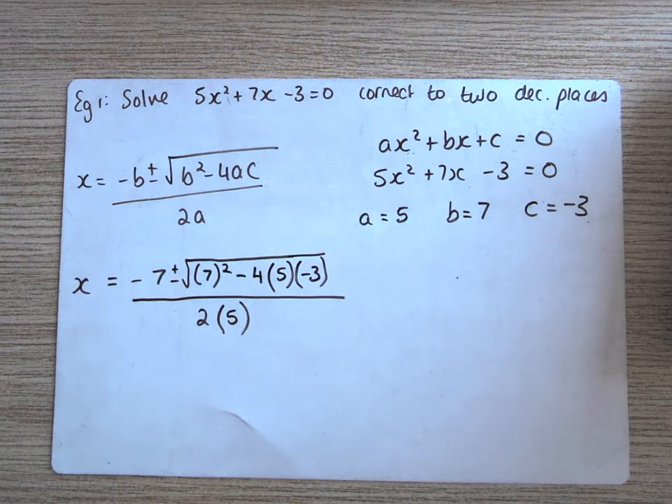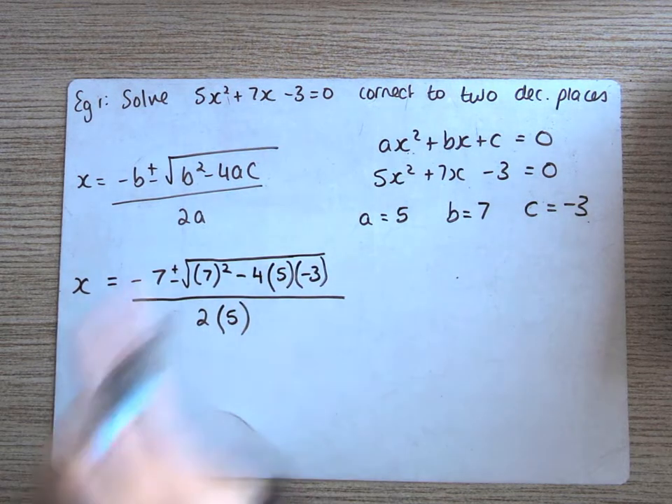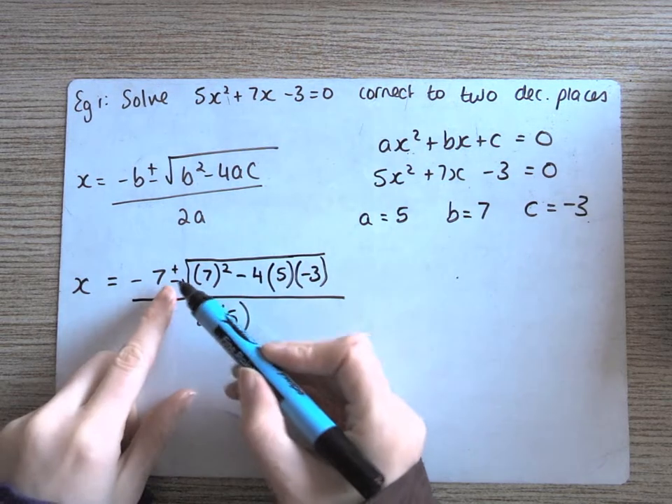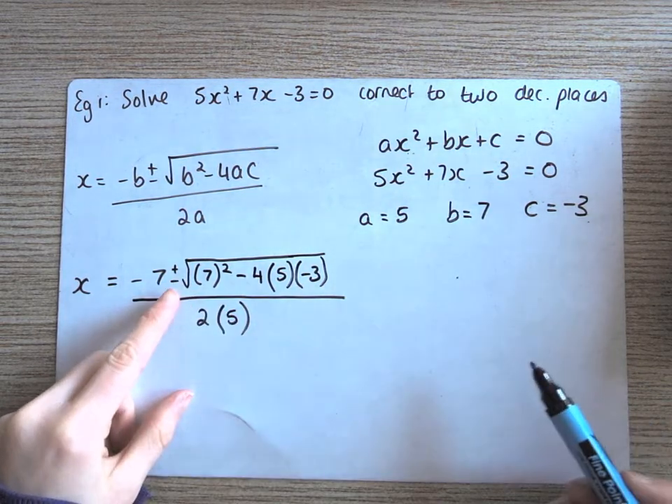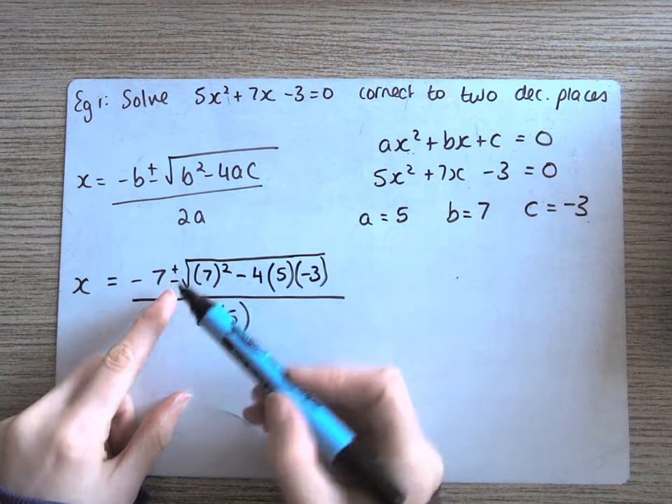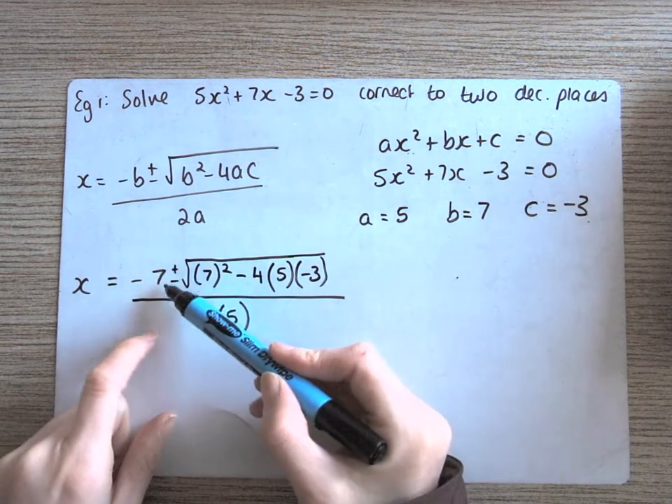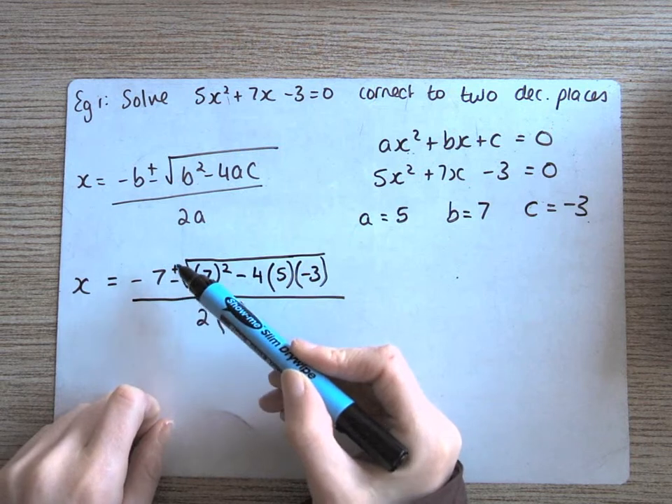Now, when we factorize and split our page, how many answers do we get? 2. But if I put this into the calculator, I'll only get 1. So what you're going to do is put it in with a plus and get an answer. And then you're going to put it in with a minus and get an answer. And that gets you your 2 answers. So this bit here, plus or minus, it means you do them both.